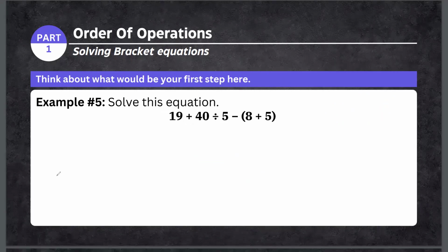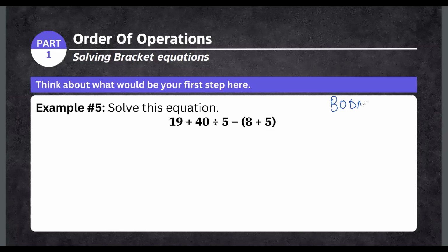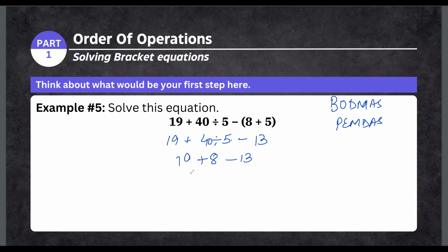Next, we have this question. Again, we have to follow the BODMAS or PEMDAS rule. So first of all, we have to solve the bracket. 8 plus 5 is 13, and the rest of the question I have to write as it is. After that, there is no exponent, there is no order, so division we need to do now. 5 times how much is 40? 5 times 8 is 40. The rest of the question I have to write as it is.